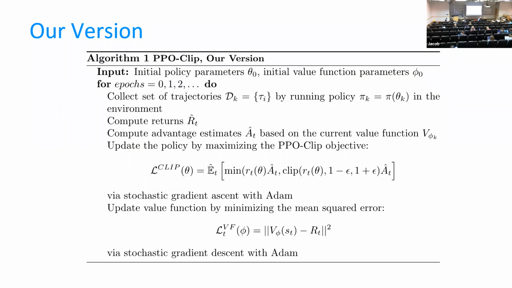So our algorithm will be: initialize our policy network and our value network. For a certain number of epochs, we compute a set of trajectories by running our policy in the environment. We compute our discounted sums of returns, compute our advantage estimates based on those returns and our current value function, and then maximize the PPO clip objective. So we'll optimize the clip objective, and then we will optimize the value function objective.